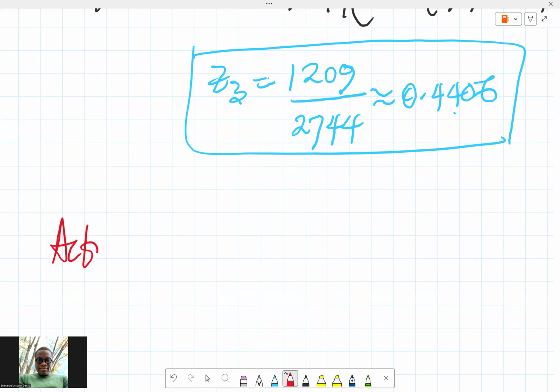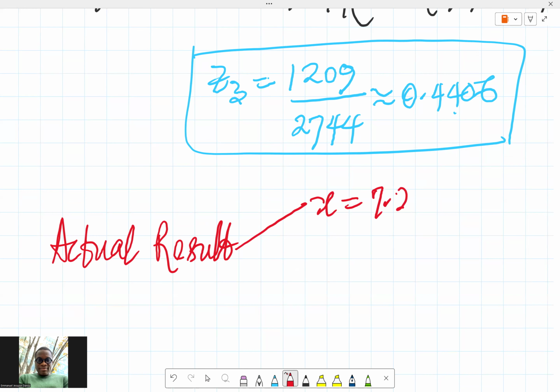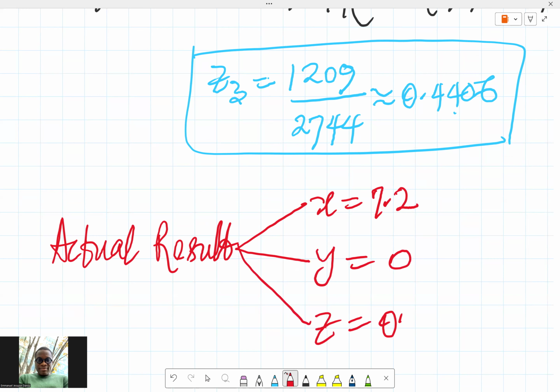Actual result is such that you have x to be 7.2, that's 18 over 5. You have y to be 0, and you have z to be 0.6.